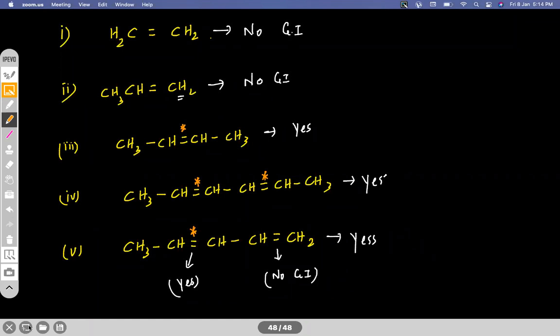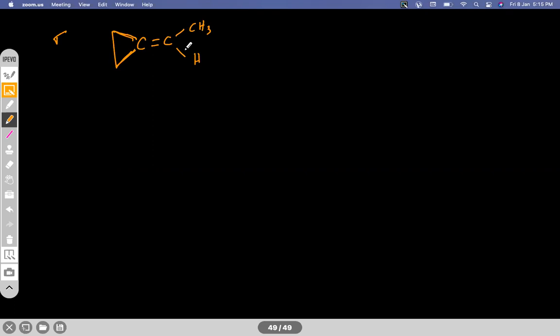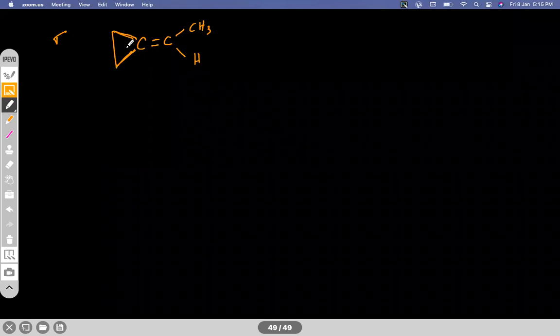Now from the JEE point of view, look at this kind of example. Sometimes we have a carbon double bond C, CH3, H, and with this carbon we have a ring present here, like this, with carbon atoms in the ring. In this molecule, when the ring is present, how do we find out whether the molecule will show GI or not? We want to understand what group is attached this side and what group is attached that side. Obviously this side is fine, two different groups. Everything is based on this, right?